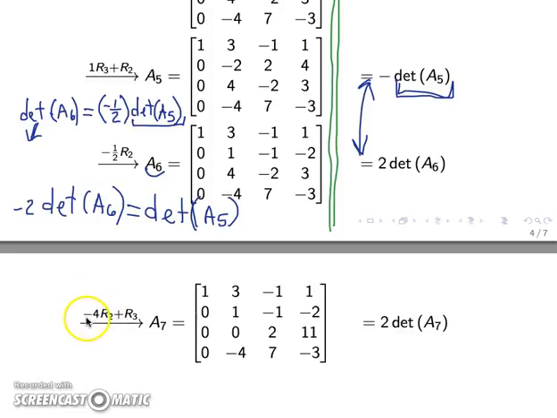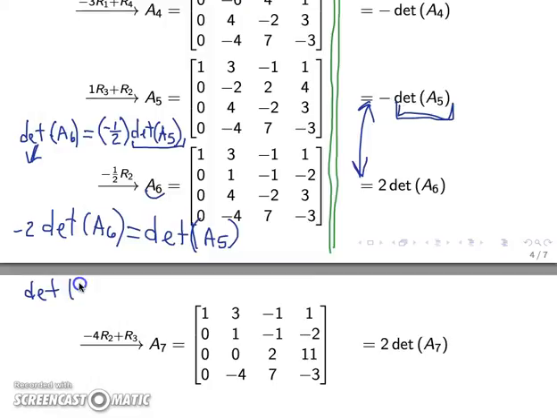Now let's see what happens if we apply an operation of the type row 2 multiplied by negative 4 and then adding that new row to row 3. This would define the matrix A sub 7, and what we know from this type of operation is that the determinant of A sub 6 is equal to the determinant of A sub 7, right? So that would give a relation between this expression and that expression. Remember what we're saying here, we're keeping track of how the determinant of A relates to the determinant of each of these matrices.